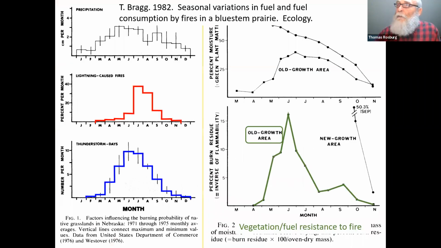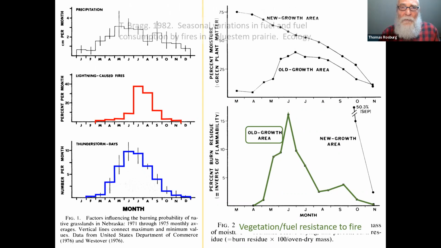This next study is a classic one done by Tom Bragg, who investigated lightning-caused fires in Nebraska. And there's quite a bit going on here, but we'll just pay attention to what I'm pointing to. That top slide is just looking at the distribution of precipitation over the year.